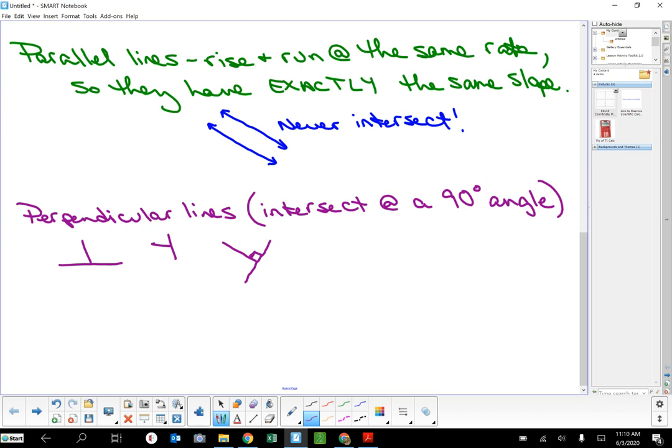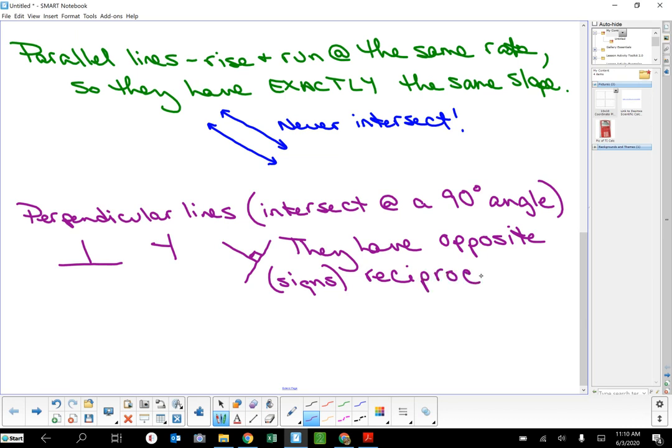And where parallel lines have exactly the same slope, perpendicular lines have opposite. And by opposite, we're talking about signs. So one's positive and one's negative. Opposite reciprocal slopes. Do you remember what the word reciprocal means? A reciprocal, if you don't know, you should probably add it in here. That is a flipped over fraction.